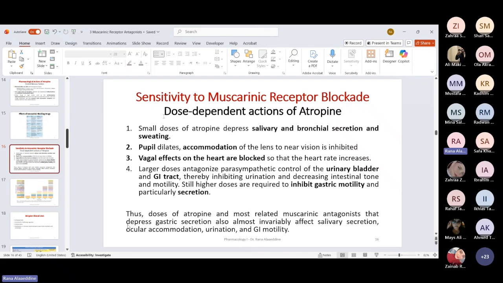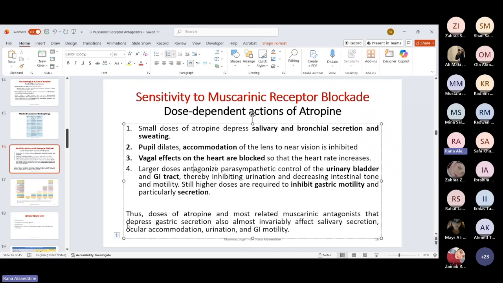In small doses, they will cause stopping of secretions and stopping of sweating. A slightly higher dose will cause the pupils to dilate and the vision to start being impaired. Increase the dose a little bit more, and the effects on the heart will start. The larger doses will have effects on the intestines and the GI tract and secretions and everything.